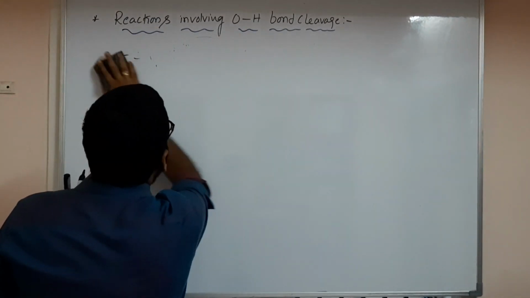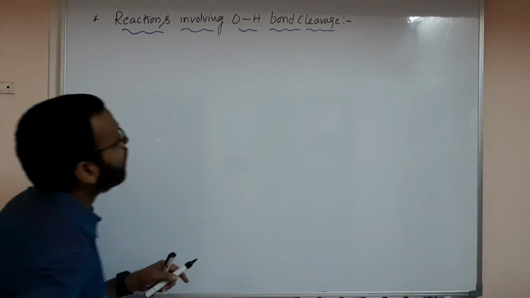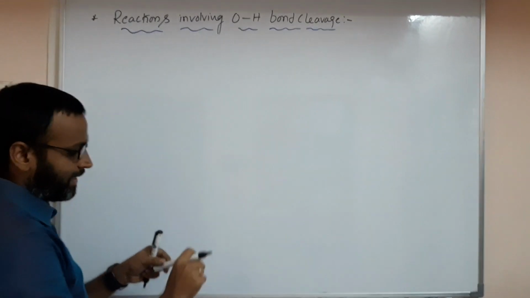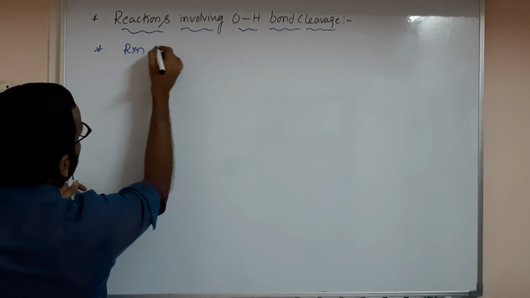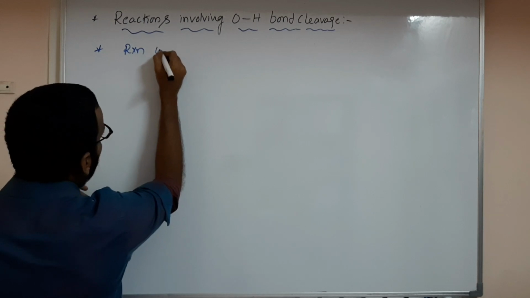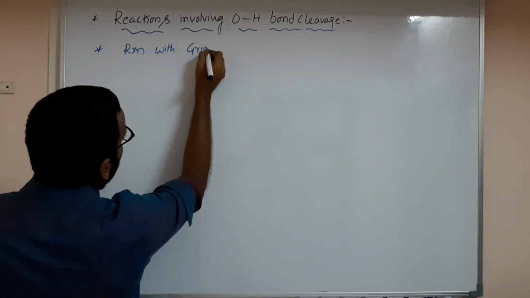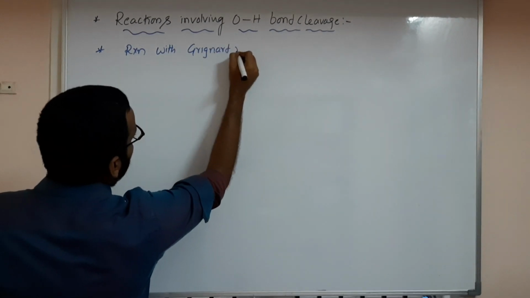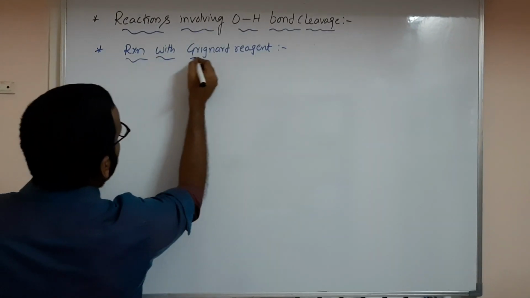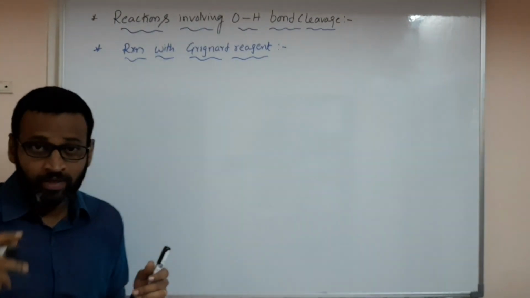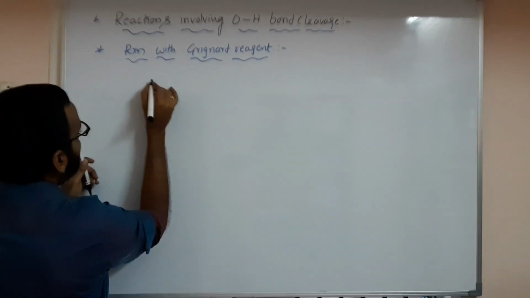Okay, so now we have to discuss a few more reactions involving OH bond cleavage. Now we have to learn the reaction of alcohol with Grignard reagent. Reaction with what? Grignard reagent. This is also important for us. We are learning only reactions involving OH bond cleavage. So without wasting time, I will write now.